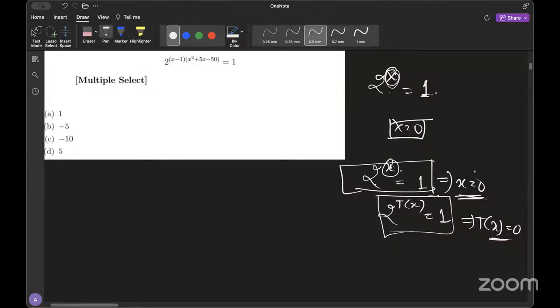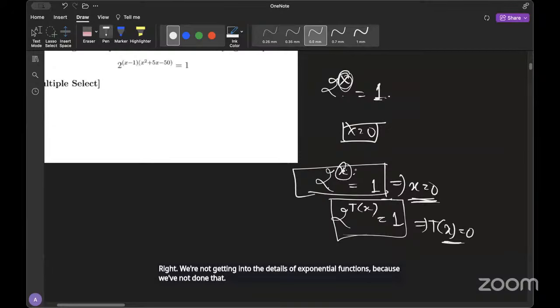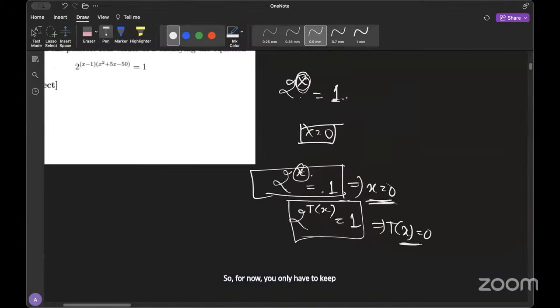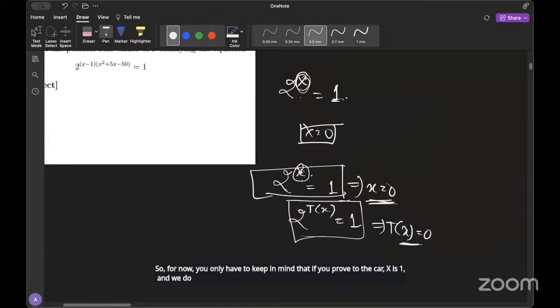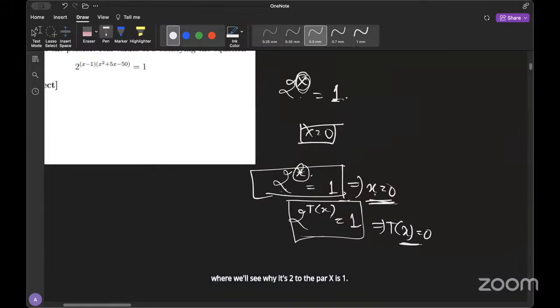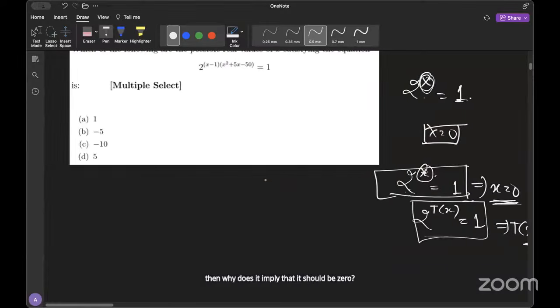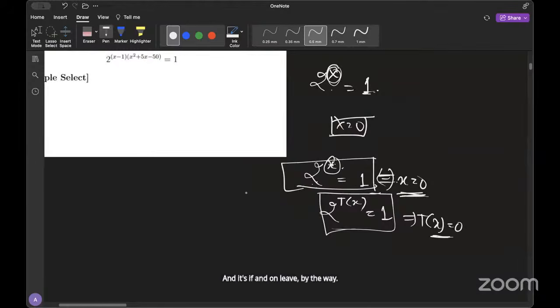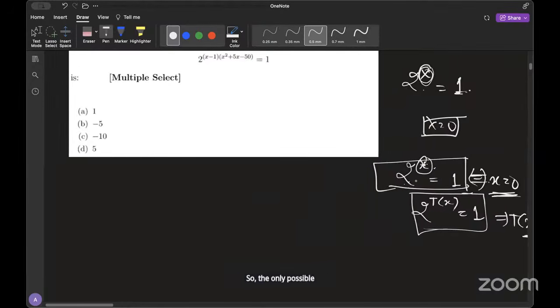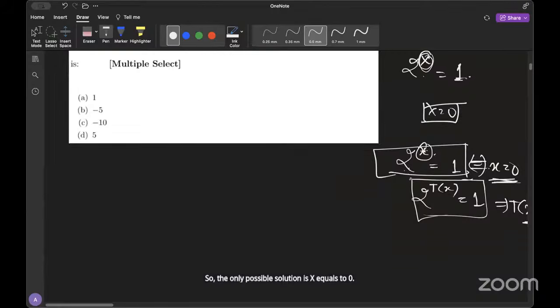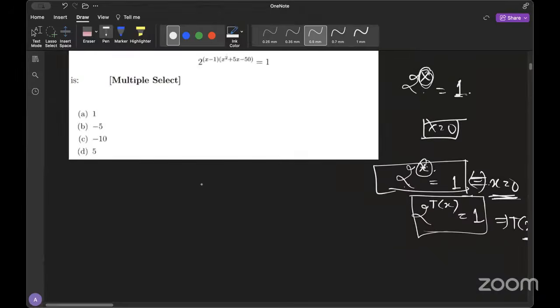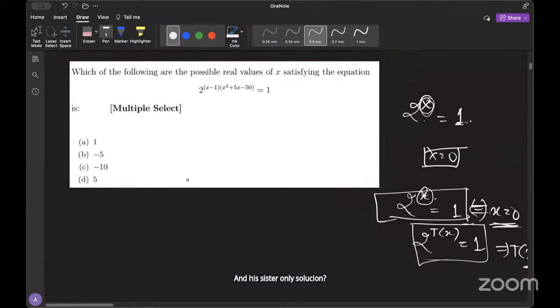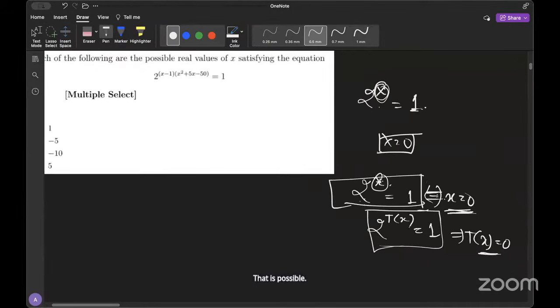We're not getting into the details of exponential functions because we've not done that. For now, you only have to keep in mind that if 2 to the power x is 1, and we're going to do this in later weeks, where we'll see why if 2 to the power x is 1, then x should be 0. And it's if and only if, by the way. So the only possible solution is x equals 0. Is this the only solution that is possible? Yeah, that's the only possible solution.